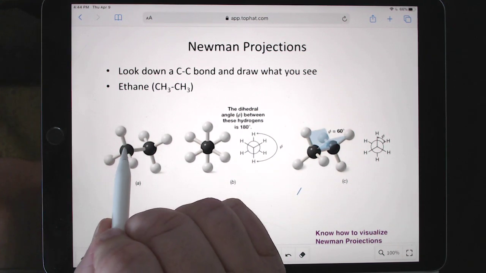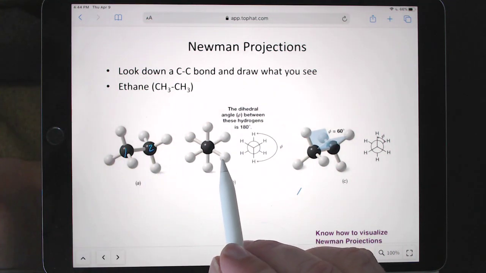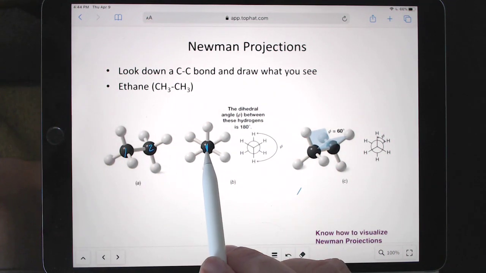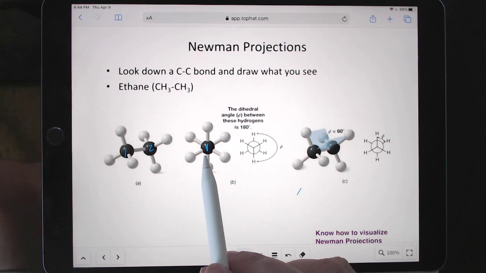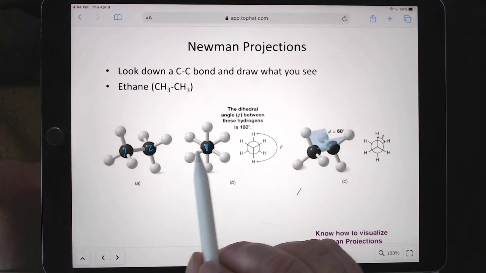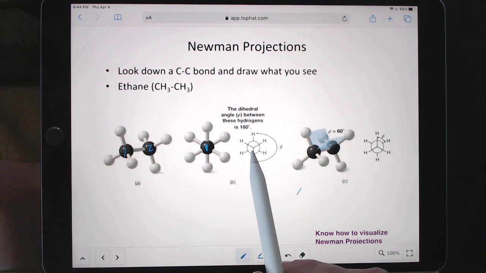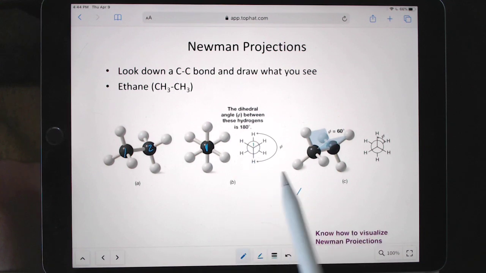Let's say this is carbon 1 and that's carbon 2. As you draw it, carbon 1 is still here, but you can't see carbon 2 because it's behind. So what we draw is a circle with the 3 bonds coming out of it, and then the ones behind, from carbon 2. So this would be carbon 1, carbon 2.